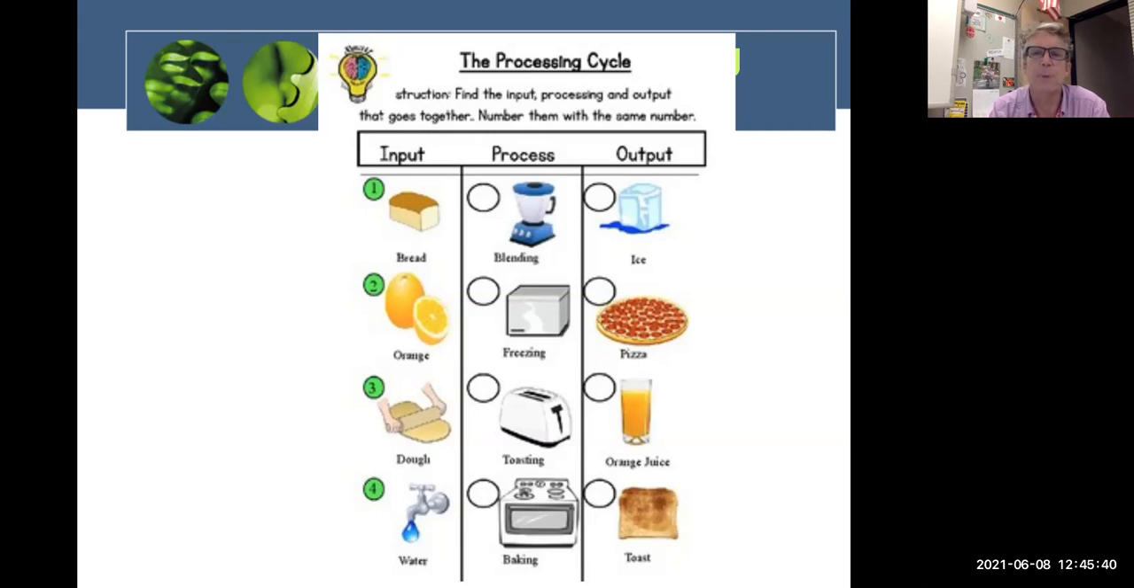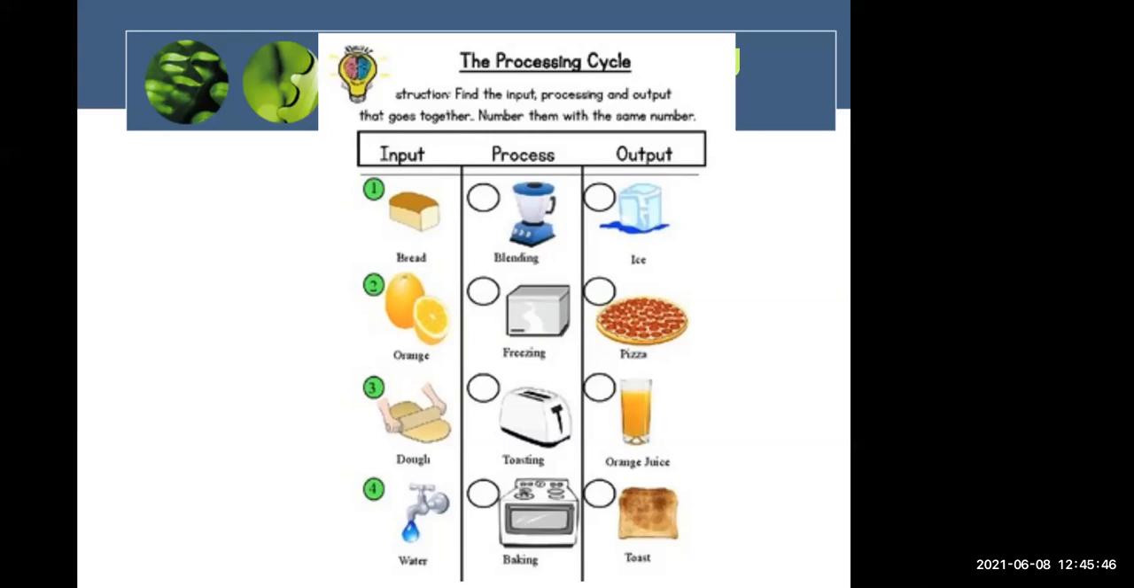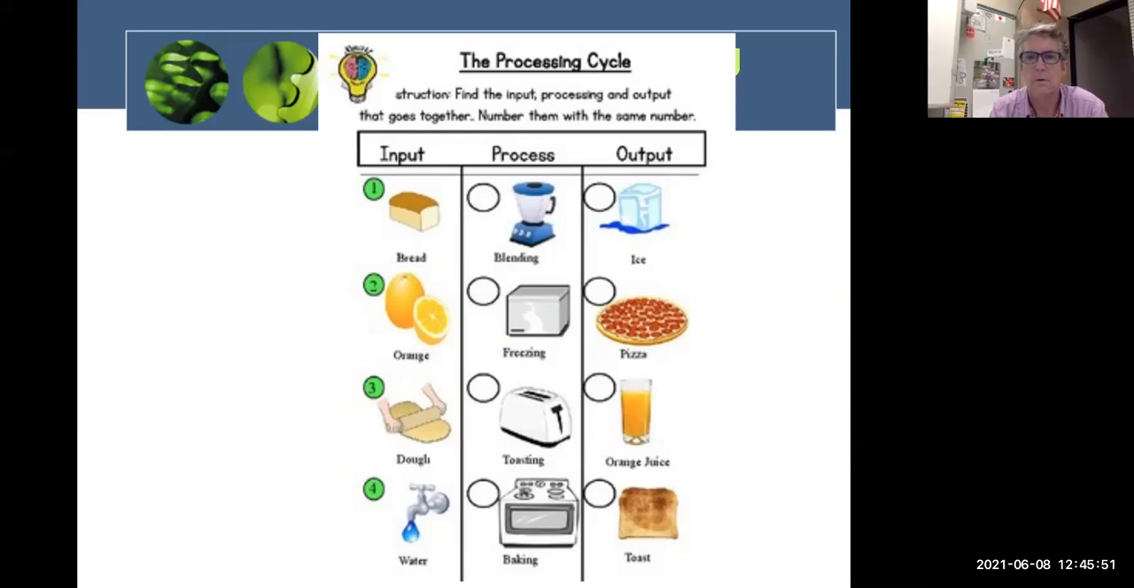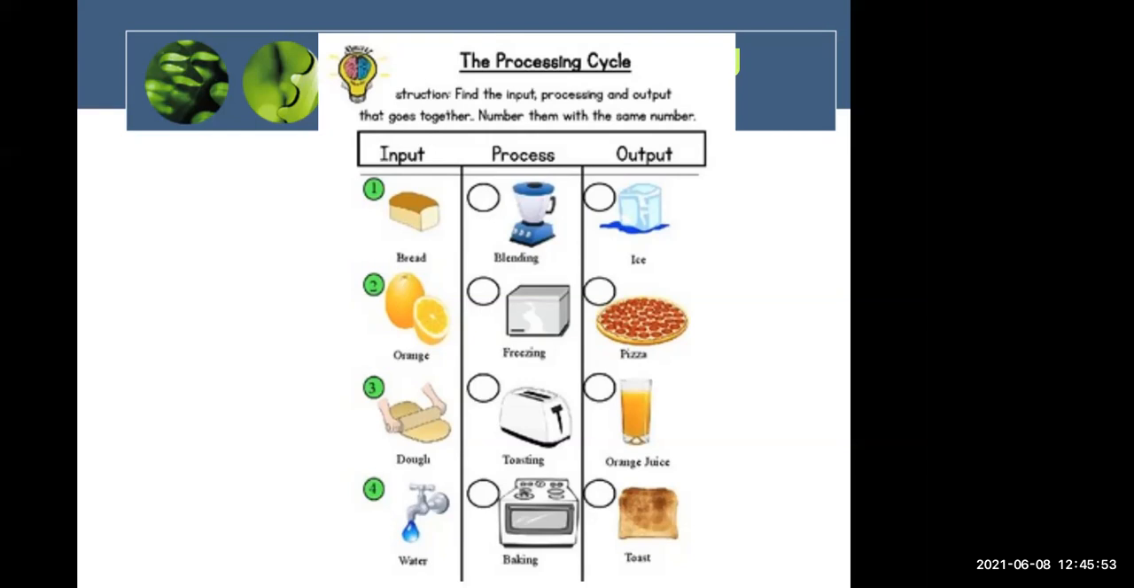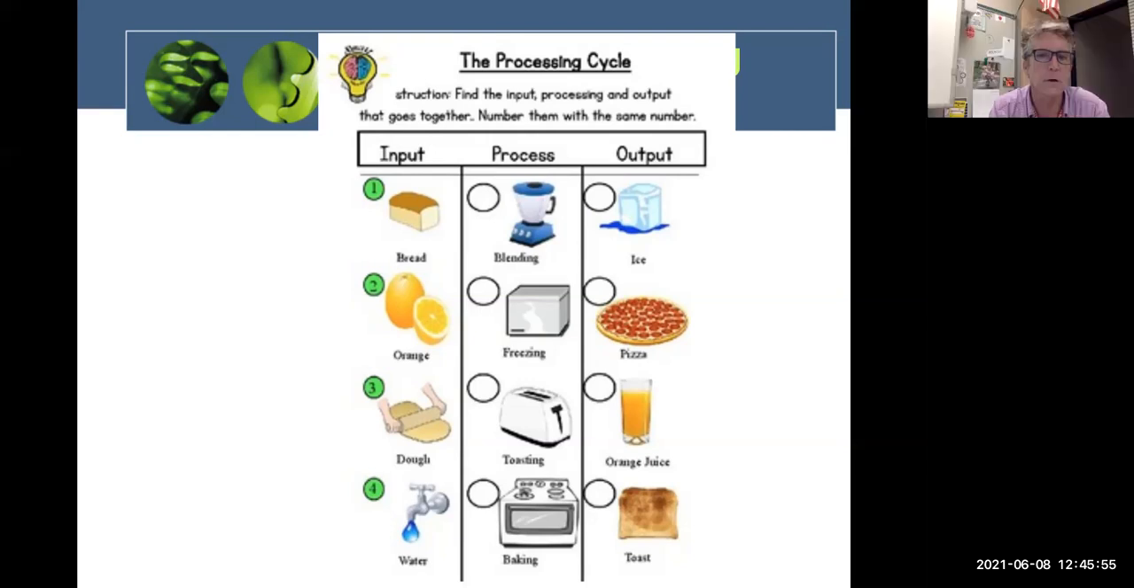So our input is bread, that is our resource. We're making something out of the bread. Toast. And so what's the process? The toaster. The toaster, right. So the raw material is bread, the process is a toaster, and the output is toast. Perfect.